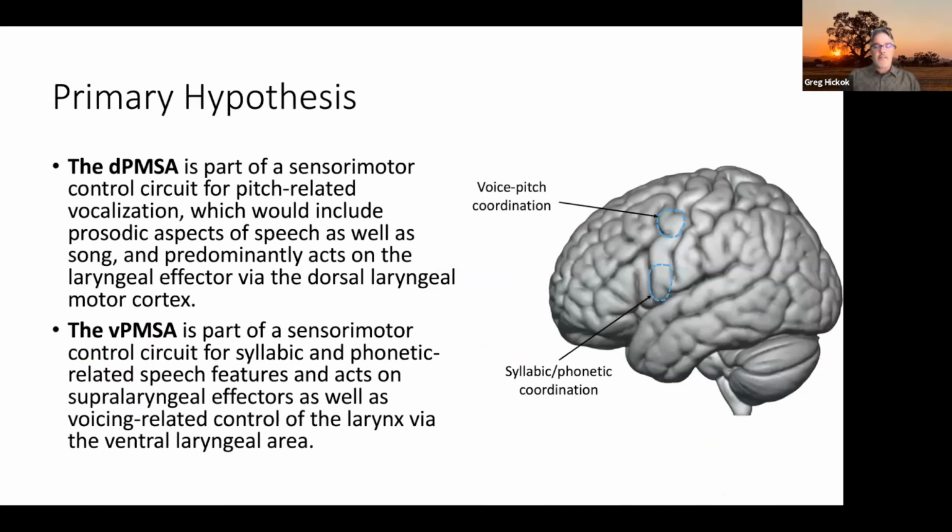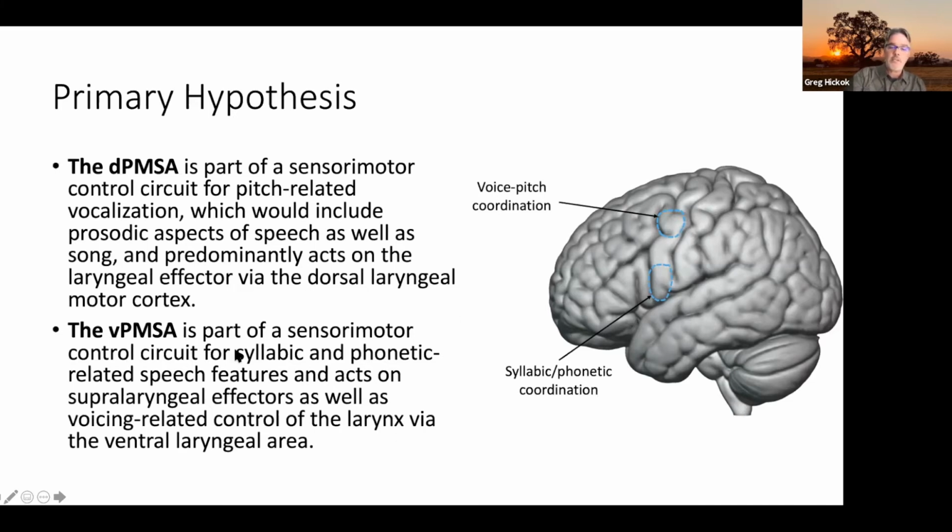So all of this leads to the primary hypothesis driven by the results that I've just described, that the dorsal premotor speech area, that's the abbreviation here, is involved in voice pitch coordination. That's the short version. The long version of the hypothesis is that it's part of a sensory motor control circuit for pitch-related vocalization, including prosody and song, and predominantly acts on the laryngeal effector via the dorsal laryngeal motor cortex, which is, as we'll see shortly, buried in the central sulcus, just behind this region.